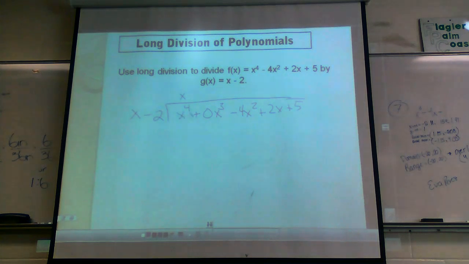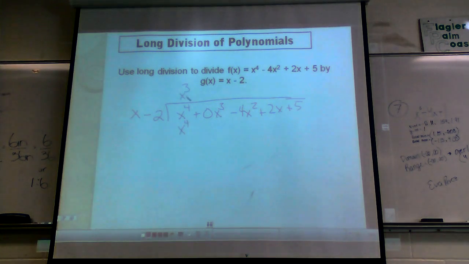So if I do x to the fourth divided by x, it's x cubed. And then what you put below it is what you get when you take x cubed and multiply it by what's out there. X cubed times x is x to the fourth. X cubed times negative 2 is negative 2x cubed. And then you just do it like regular division, where you subtract those things.